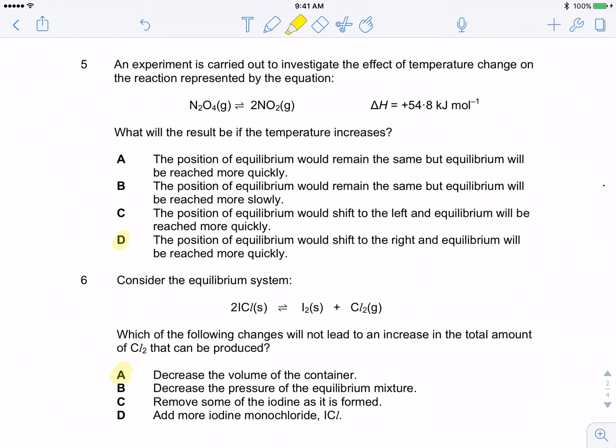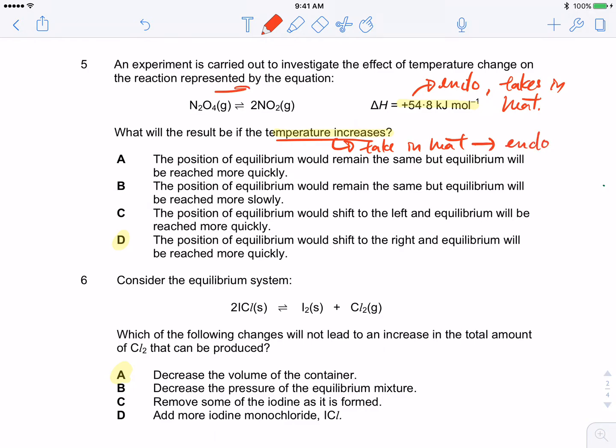Question 5. An experiment is carried out to investigate the effect of temperature change on the reaction. What will be the result if temperature increases? Let's look at delta H. Delta H is positive, so this is endothermic, which means it takes in heat. When temperature increases, to counter this change, I will want to take in heat, favoring the endothermic reaction. Therefore, I'm favoring the forward reaction.